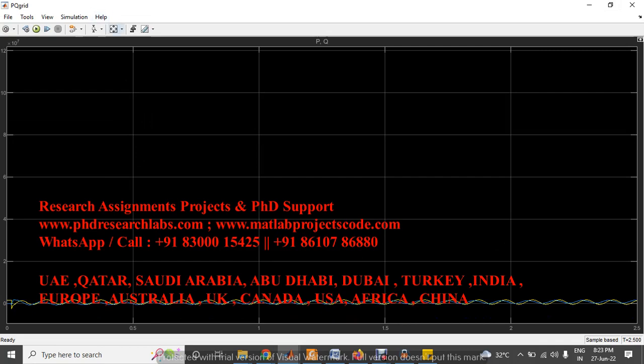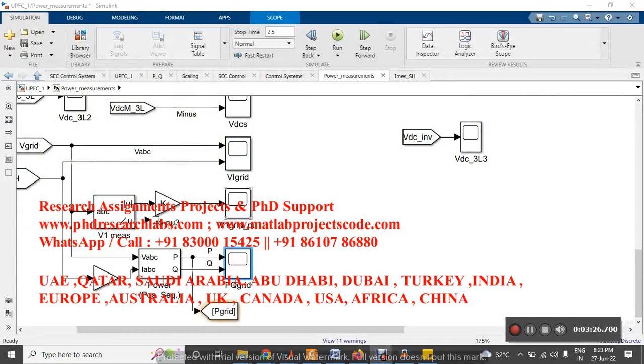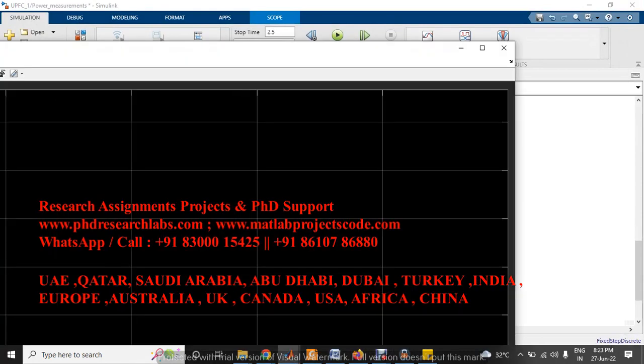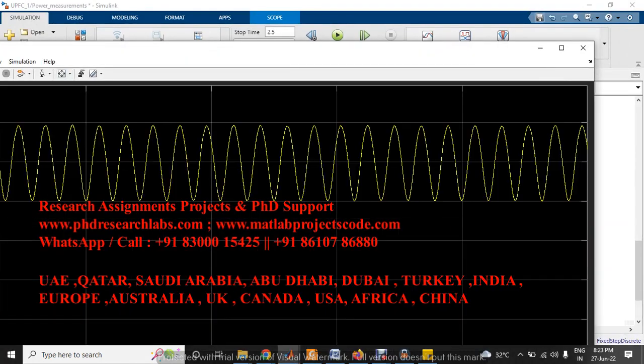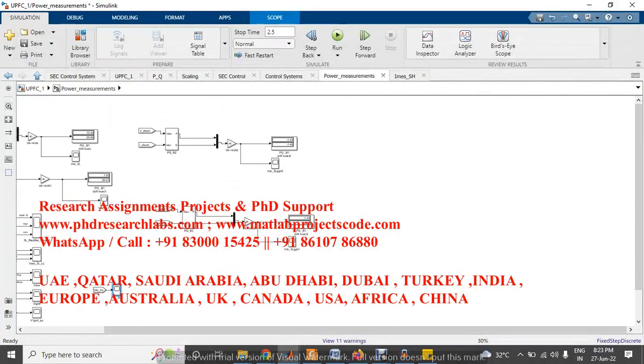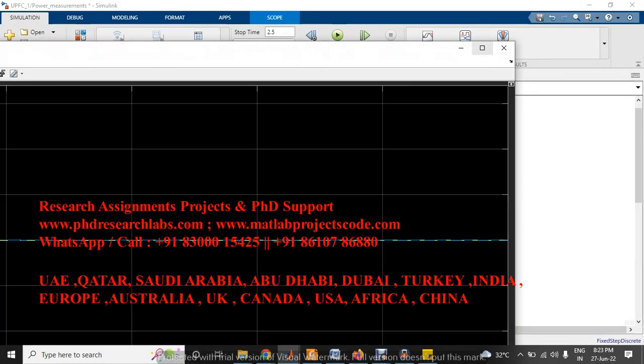active and reactive power from the grid voltage and shunt current. And this is the common VDC of the inverter. And here we can check the shunt converter active and reactive power.